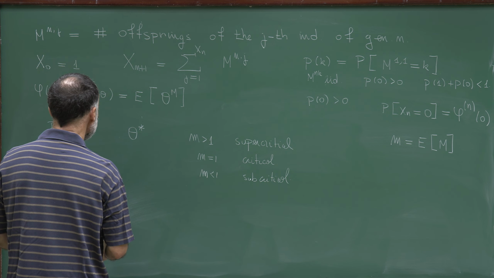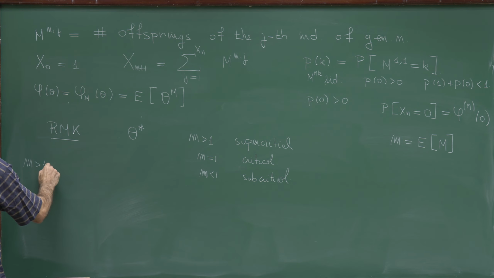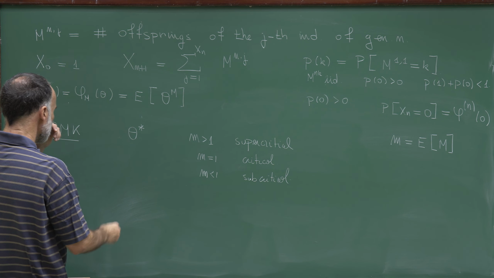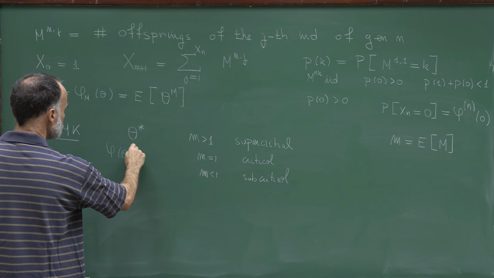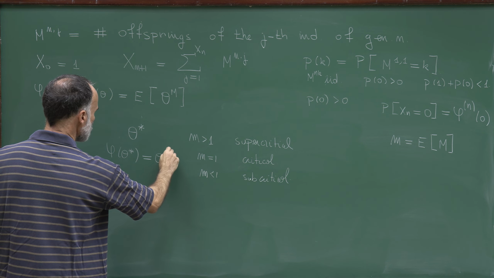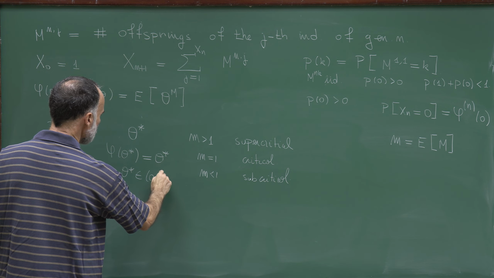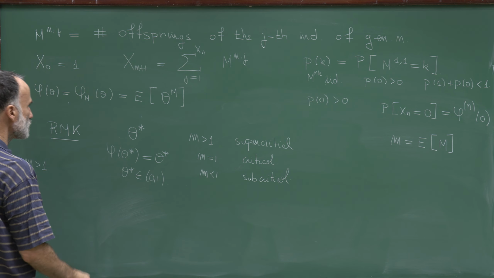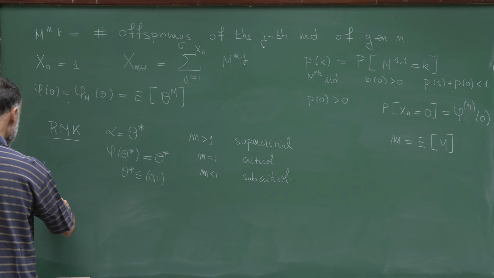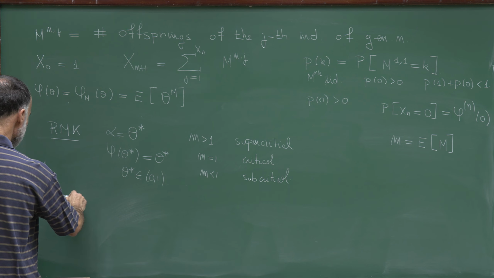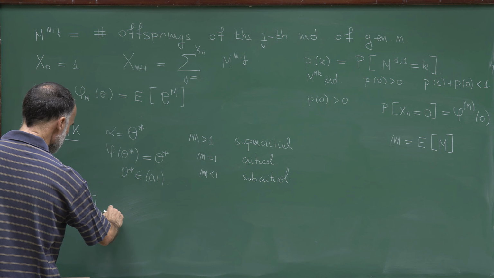So let's assume that we are in the supercritical case. And let's call theta star the fixed point of phi. So phi of theta star is equal to theta star, and theta star belongs to 0, 1. And I don't want to write it theta star, so let me call it alpha. Now what I claim is that the expectation of alpha to the power xn is a constant.